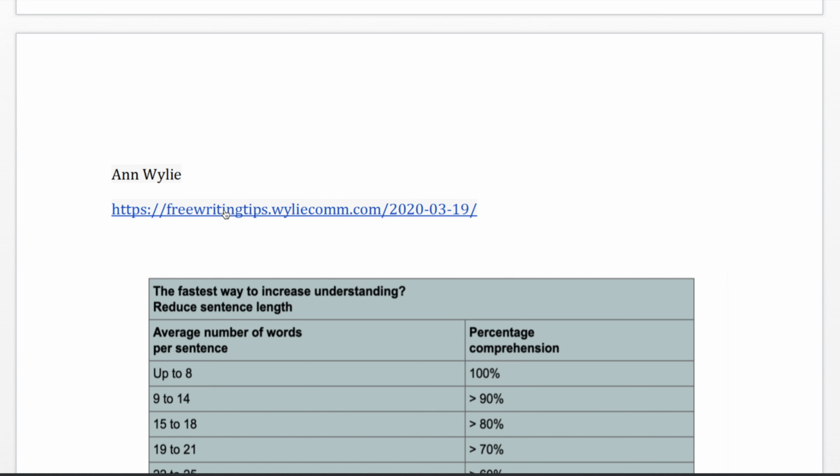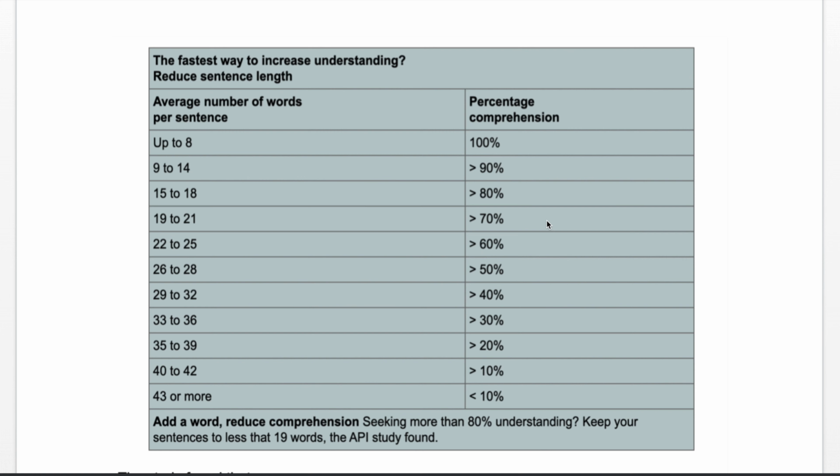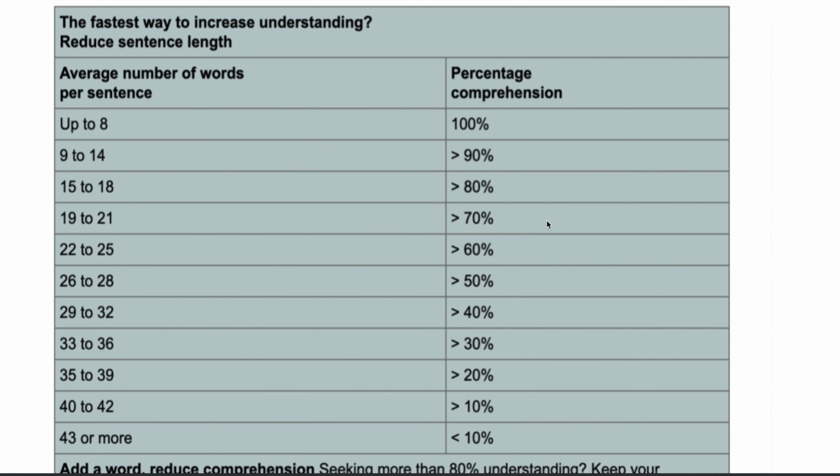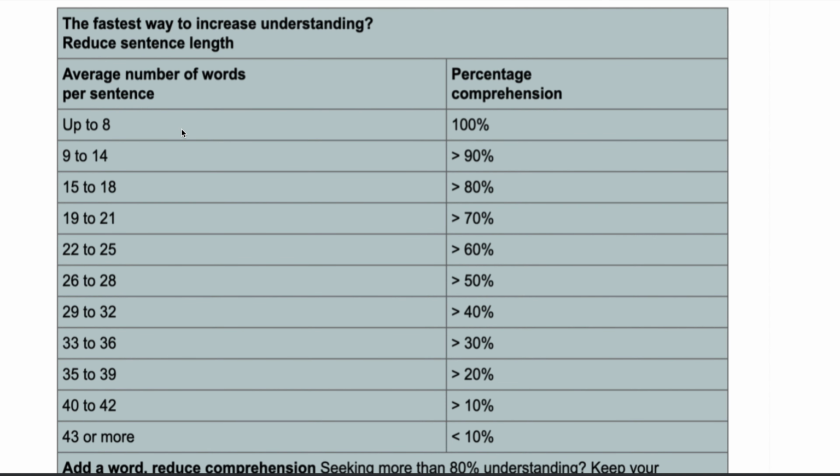Then I did a little research and I discovered this lady called Anne Wiley, and she's a writing guru, basically a consultant. She talked about a study that was done where they looked at sentence length in numerous documents. The idea here is if you have a sentence that's only 8 words long, there's going to be 100% understanding. Super short sentences are going to be easy to understand. But as soon as I increase the length of a sentence, at 14 words it's 90% understanding, at 18 words, 80% comprehension. The longer my sentences are, the harder they are to understand.